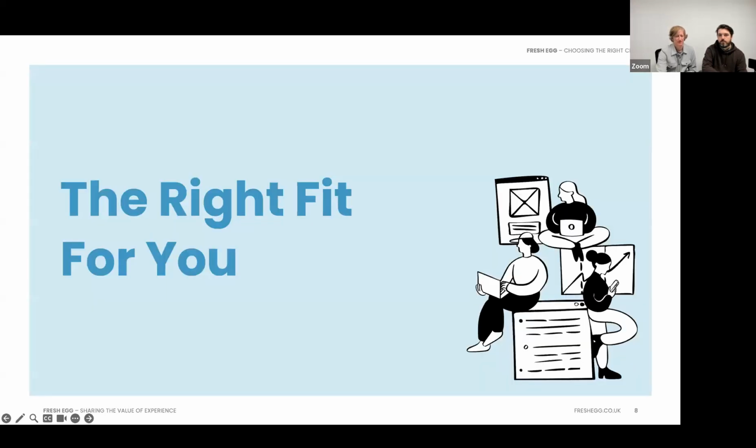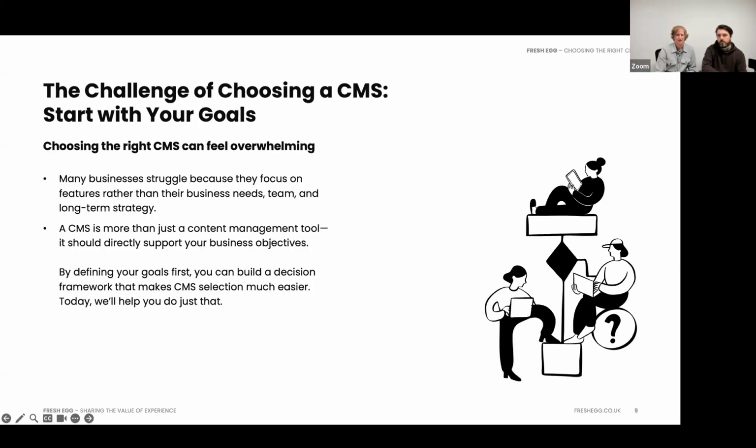So choosing the right CMS is about the right CMS for you, essentially. We're going to talk a little bit about that now. As I've already said, it can feel a bit overwhelming. There's a lot of CMSs available, and many businesses will go straight to the feature tick list. But really, we want to talk about a CMS that's going to meet your business needs, for your team, and your long-term strategy.